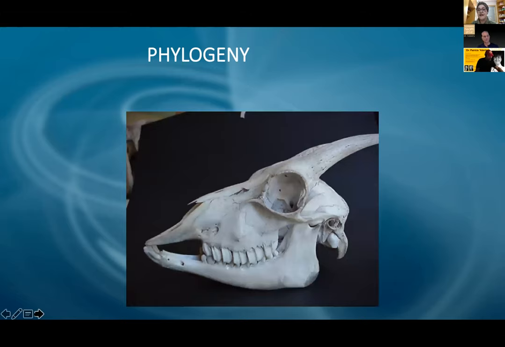Here, we can see a goat, okay? So remember that the goat is a ruminant, and the ruminant doesn't have teeth on the superior anterior part of the maxilla. They only have them on the posterior region. And they work making a very large lateral movement, so they have a complete adaptation of the structures of the skull to make long lateral movements.